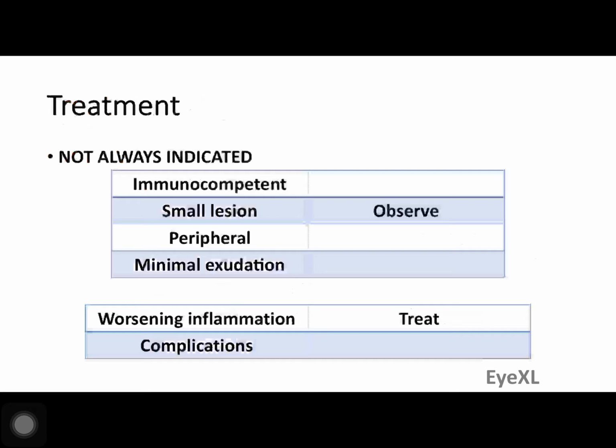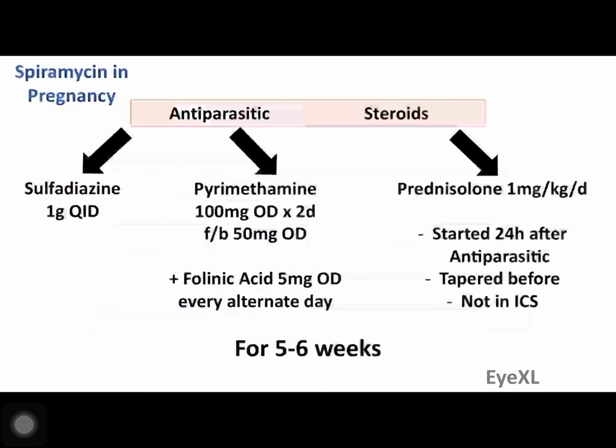Or if certain complications start developing, for example, if the patient has serious retinal detachment, then you have to treat regardless of any clinical features that may be present. So how do you treat? Once you decide that this patient requires treatment, you give a combination of an antiparasitic agent and a steroid. The antiparasitic basically takes care of the parasite, whereas the steroid will reduce the accompanying inflammation.